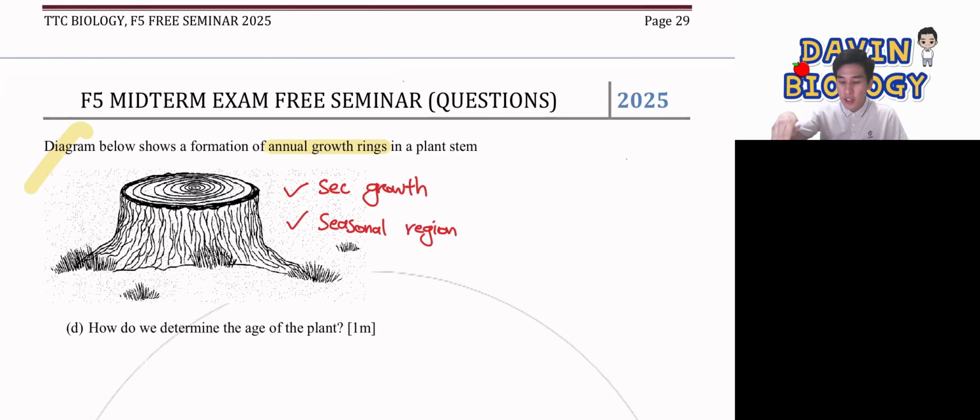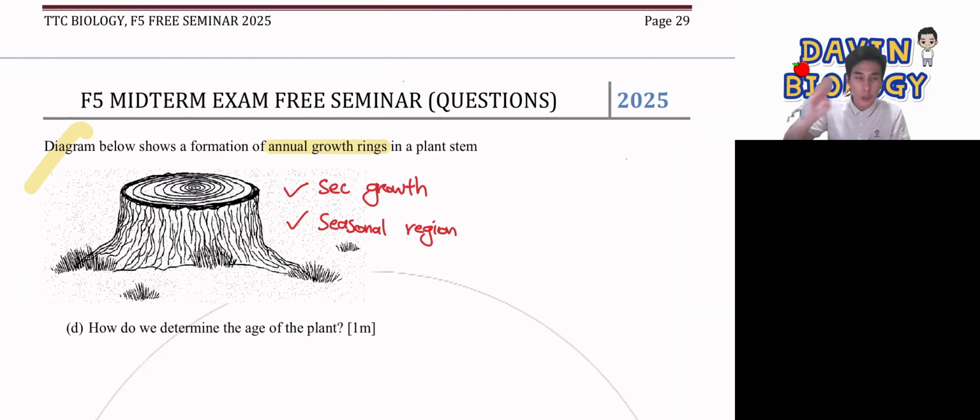Because different colors of rings are formed during different seasons. In Malaysia, our climate is the same from the beginning to the end of the year, very similar, just maybe sometimes more rain, sometimes less rain. So it'll be more or less the same. That's why it's very hard to determine the age of a tree in Malaysia.